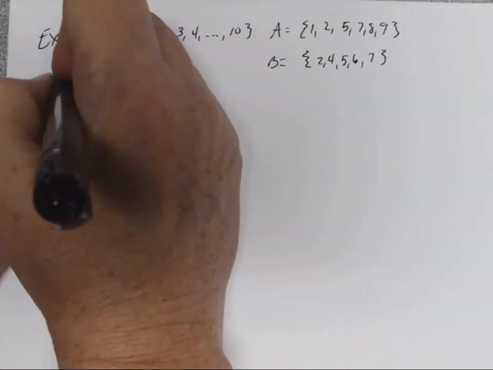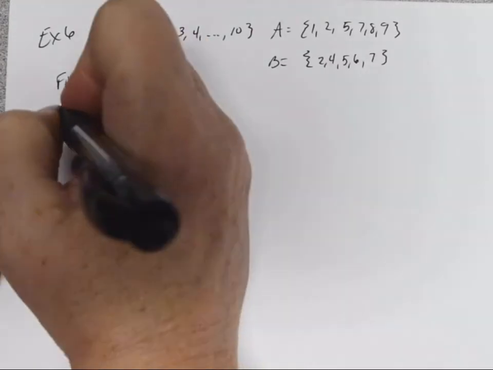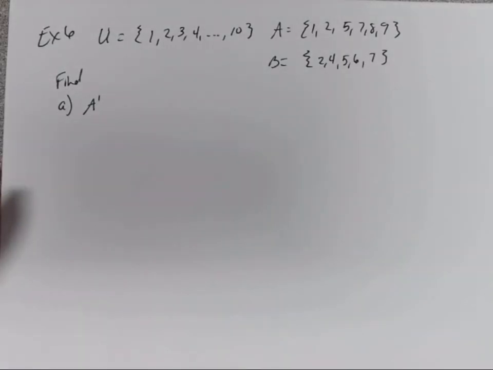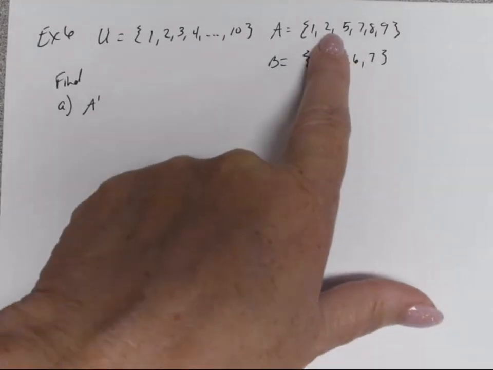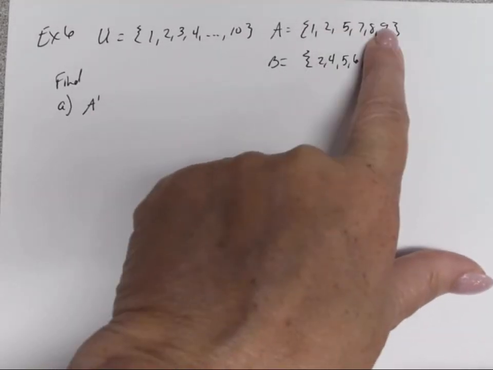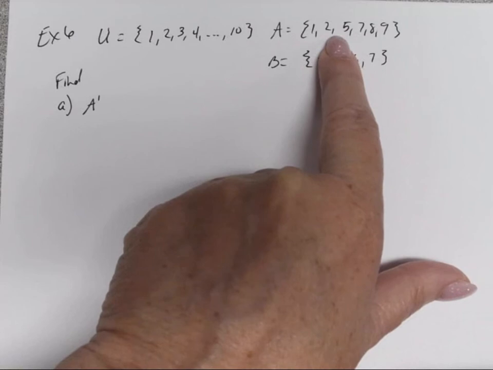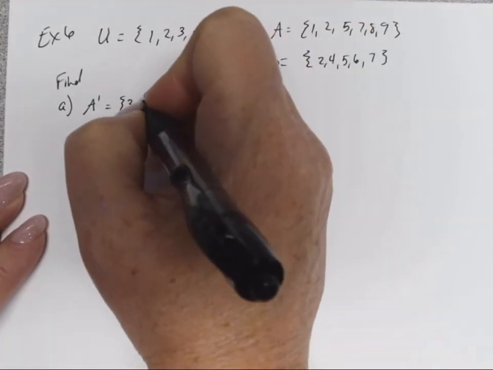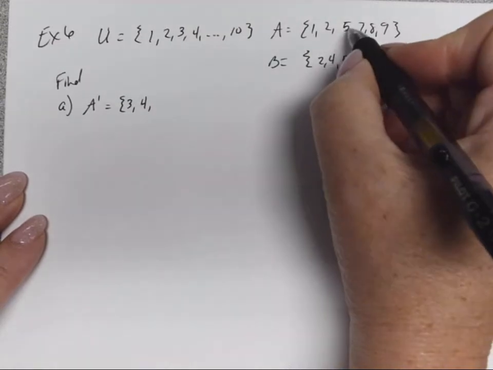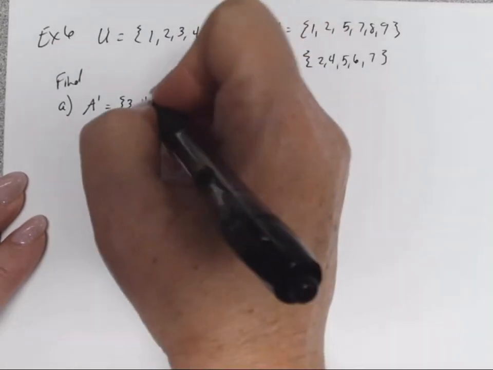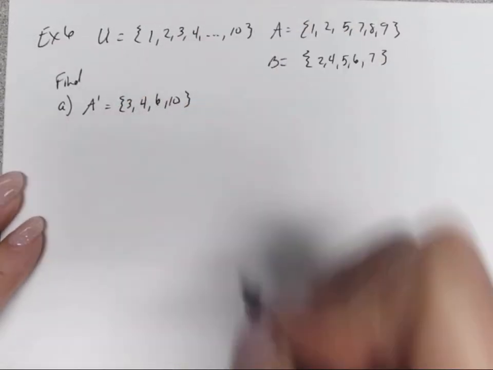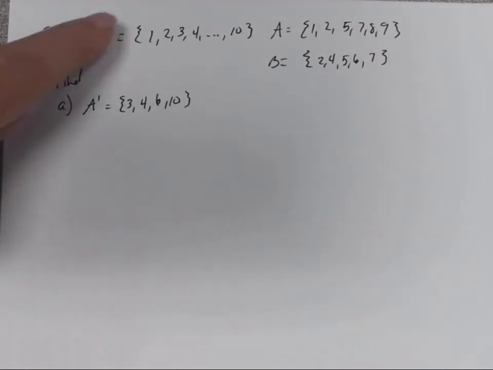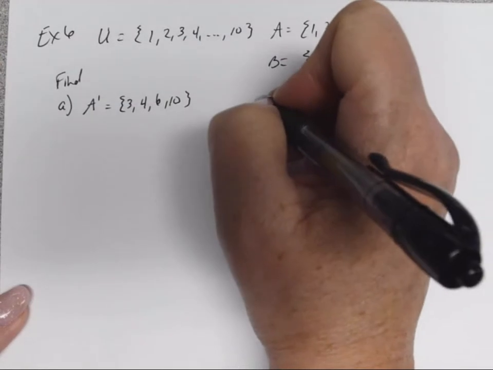So for part A, we're looking for A complement. That means I have to find the complement of A. If we're looking at 1 through 10, it's going to be all the numbers that I don't already have. So this would be 3, 4, 6, and 10. Those are the numbers that are outside of our A that are in our universal set.